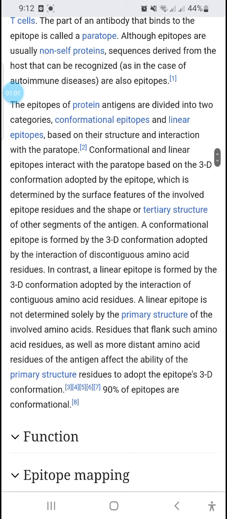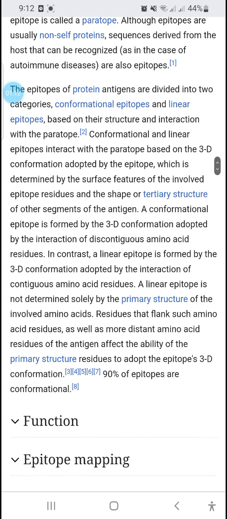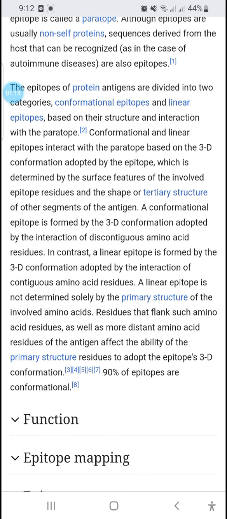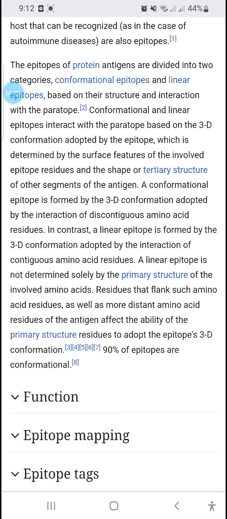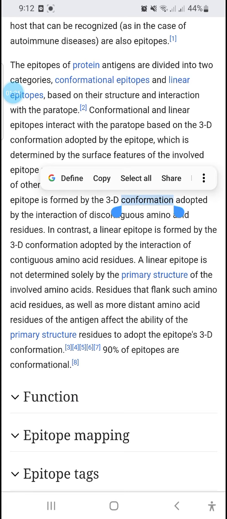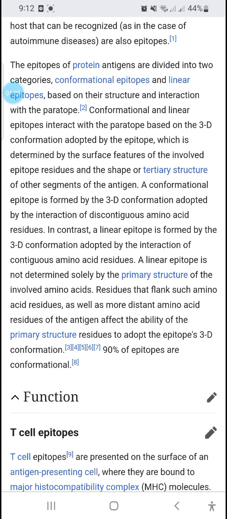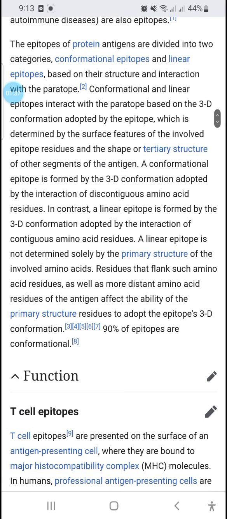The epitopes of protein antigens are divided into two categories: conformational epitopes and linear epitopes. These are based on their structure and interaction with the paratope. Conformational and linear epitopes interact with the paratope based on the 3D conformation adopted by the epitope, which is determined by the surface features of the involved epitope residues and the shape or the tertiary structure of other segments of the antigen.